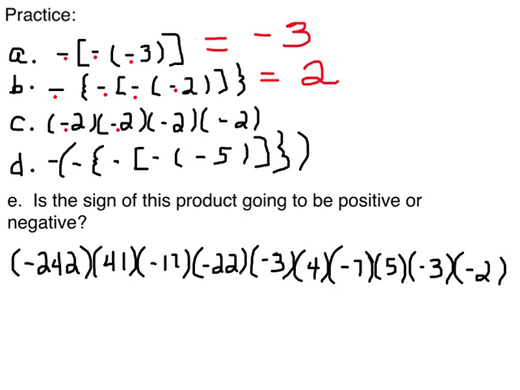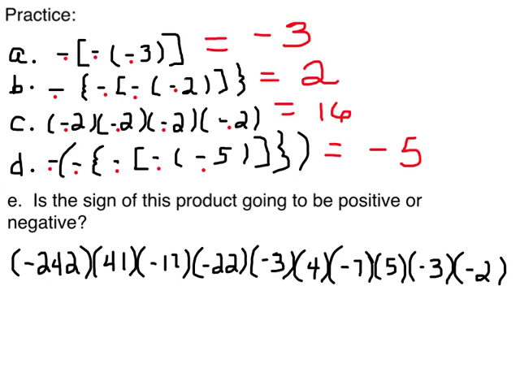C, we have 1, 2, 3, 4. So that's going to be a positive. 2 times 2 is 4, times 2 is 8, times 2 is 16. Positive 16. And then in D, we've got 1, 2, 3, 4, 5. That's going to equal a negative 5.